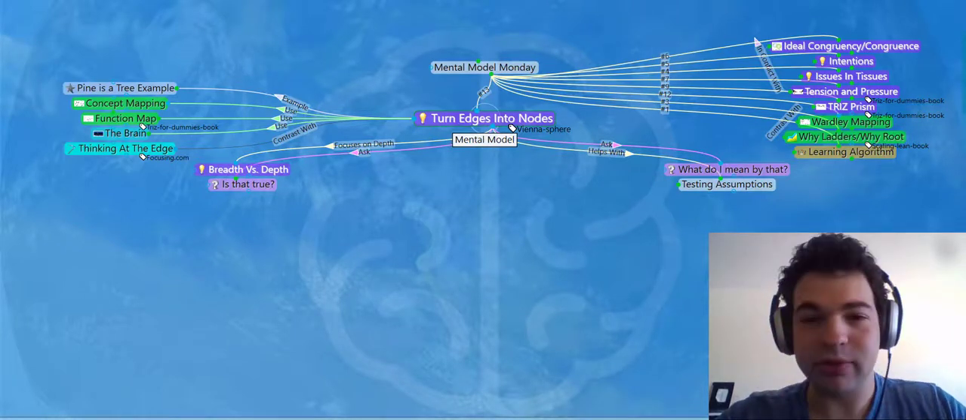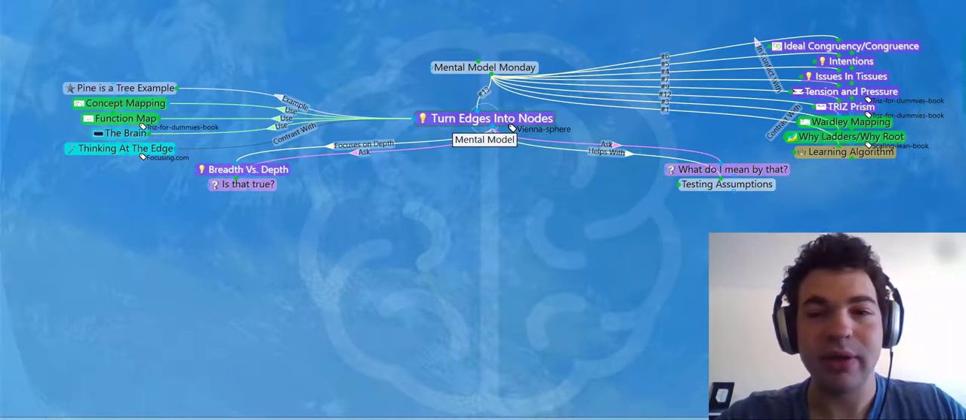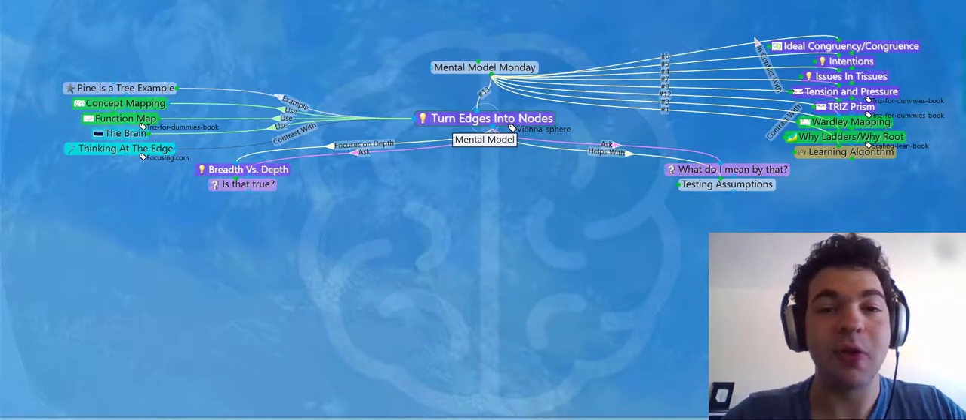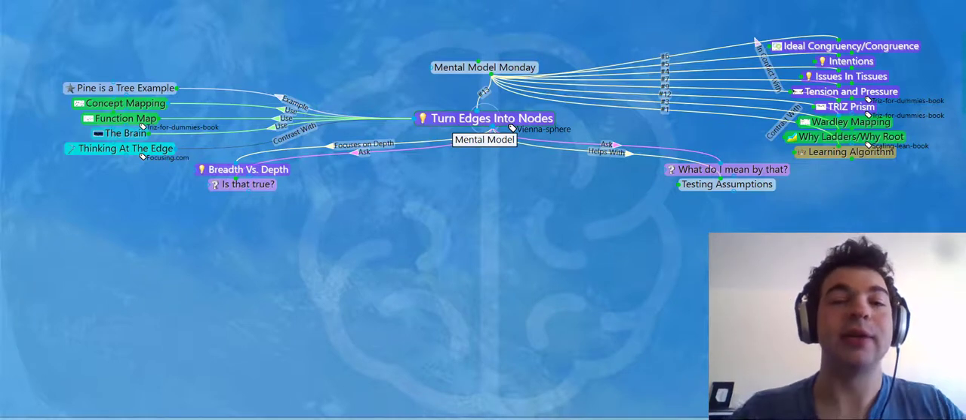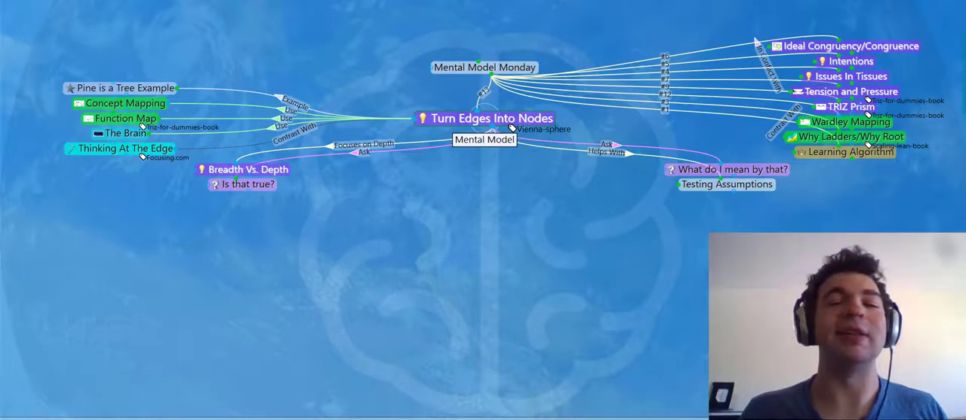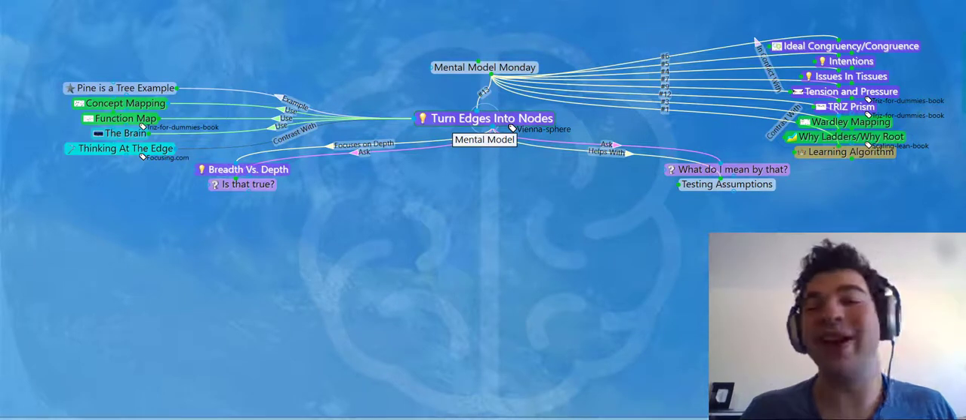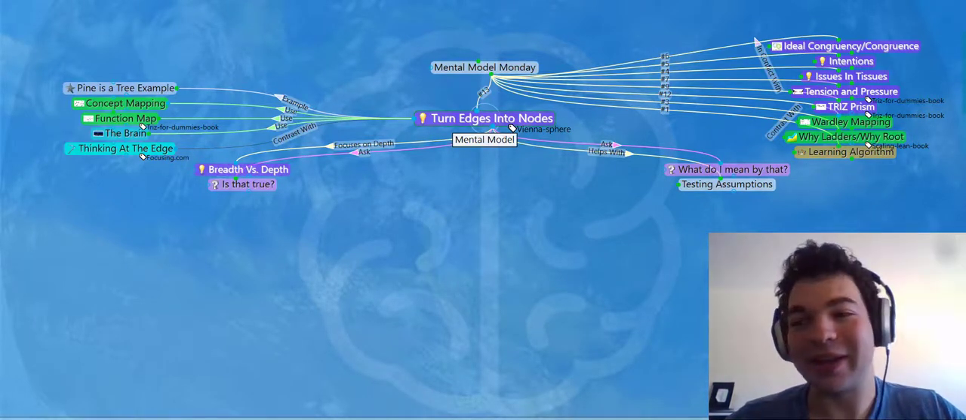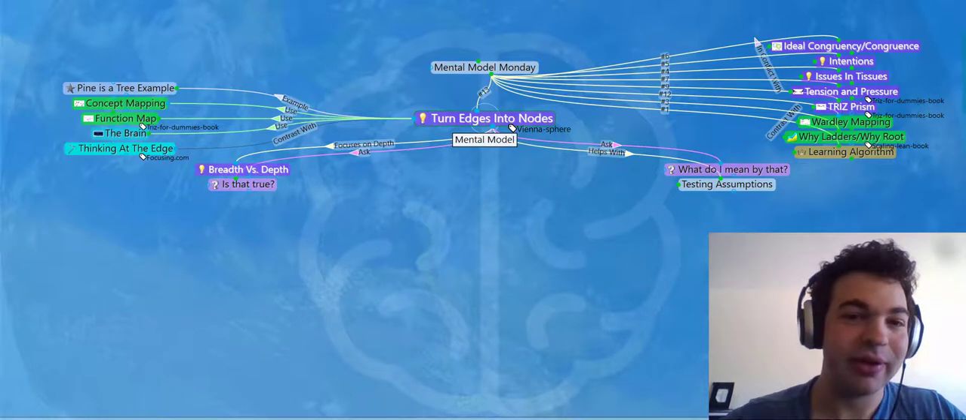And today I'm going to talk about a concept that I've just recently learned and started playing with, and I've gotten a lot of value from. So, the idea is called turning edges into nodes. And when I first heard this idea, I didn't really know what it was talking about.